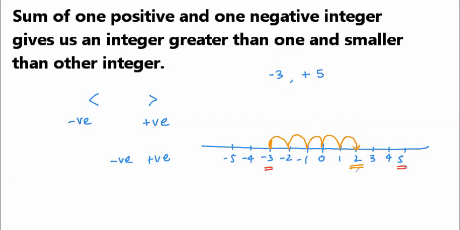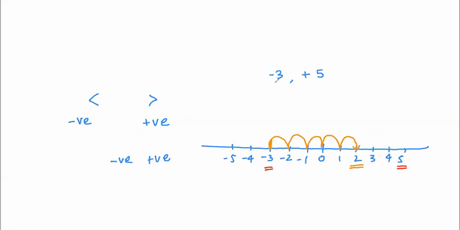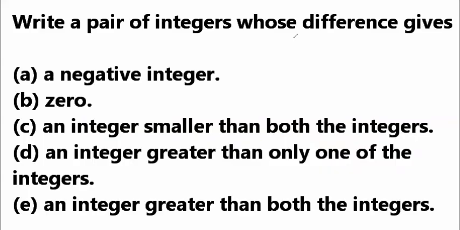And now we can see 2 is between -3 and 5. So 2 is greater than one of the numbers, which is -3, and smaller than the other number, which is 5. So when we have one positive integer and one negative integer, their sum always gives the answer which is in between them.